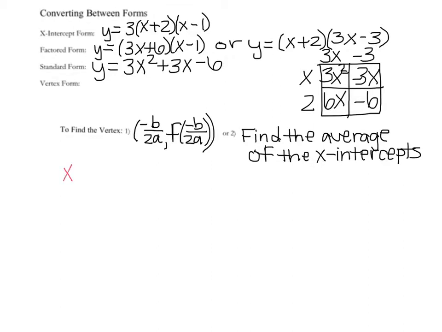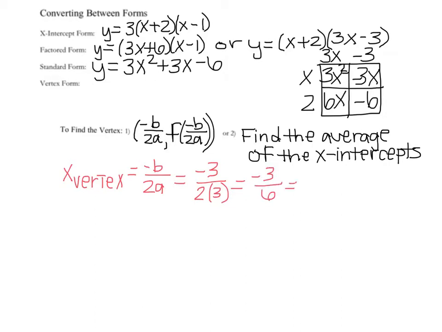So the x-coordinate of the vertex is going to be negative b over 2a. Well, b in this case is 3, so negative 3 is negative b, and then we have 2, and then we have a, which is also 3. So if we simplify this, we get negative 3 over 6, which is the same thing as negative 1/2. Therefore, the x-coordinate of the vertex is negative 1/2.